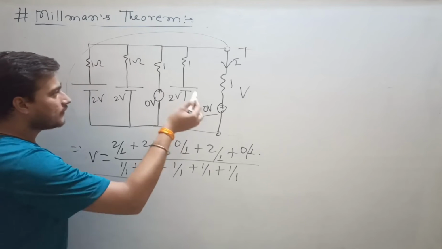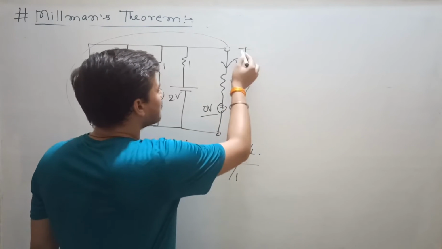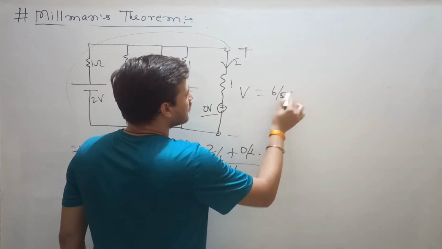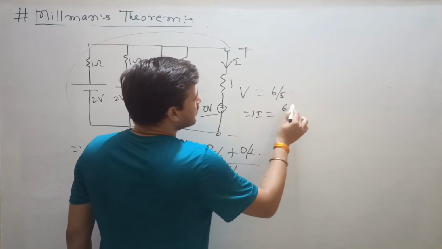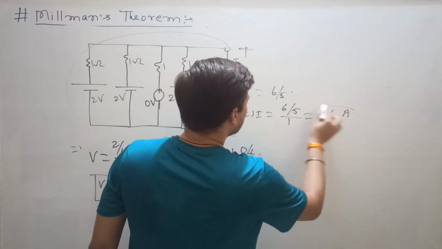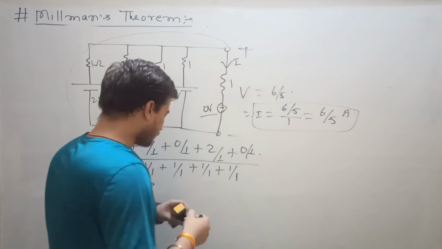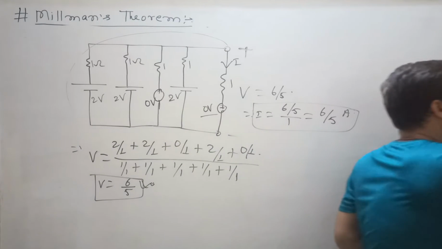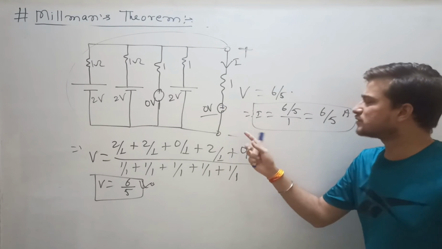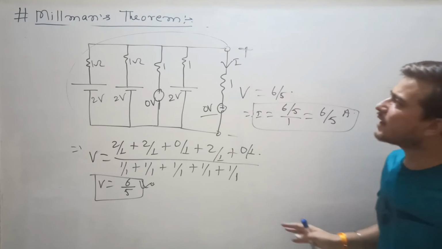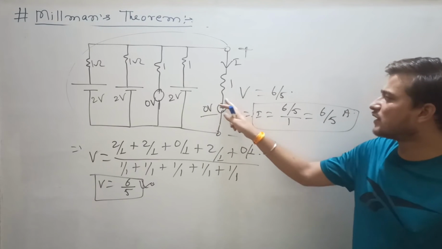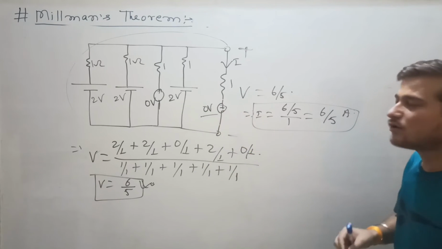Clear? If V is equal to 6 by 5 volt, that means you got this voltage directly. So then current I will be equal to 6 by 5 divided by 1, that means 6 by 5 ampere. Clear? So here you have no need to remove the source or remove the load. You can directly apply Millman's theorem. Just assume the voltage across this resistor as 0 volt.